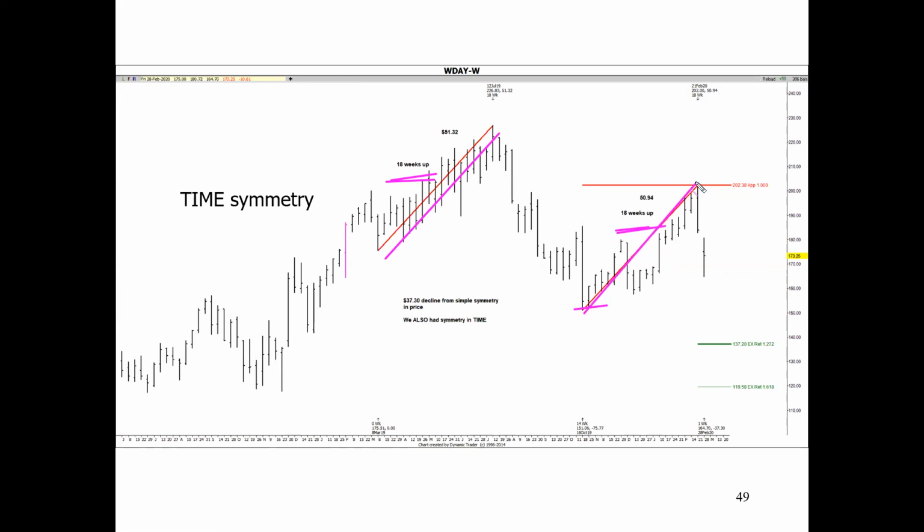A lot of times, the time of swings will be similar to others. So we watched that, and not only did we have the time symmetry, you also had price symmetry.